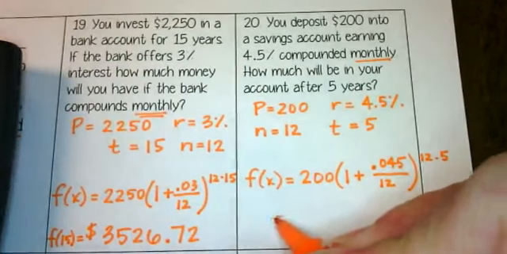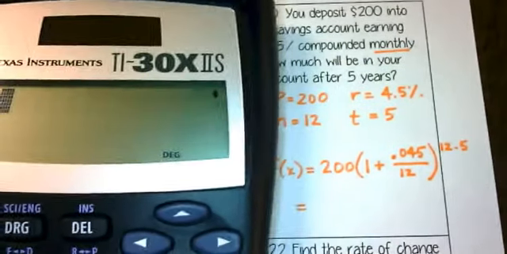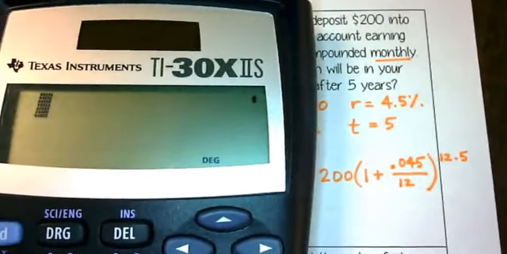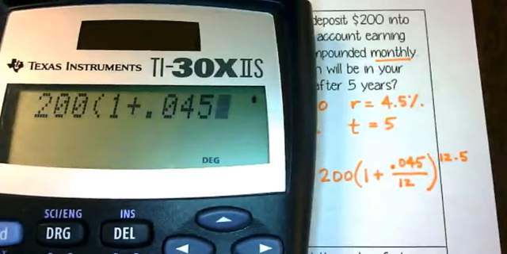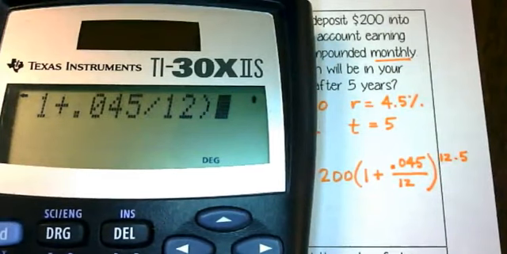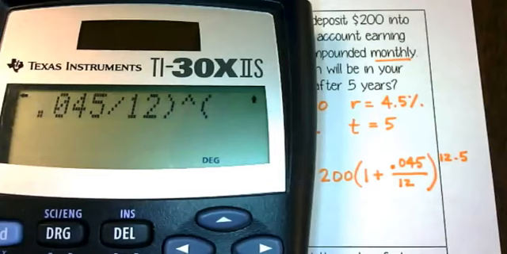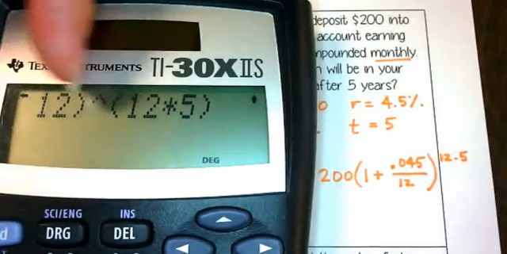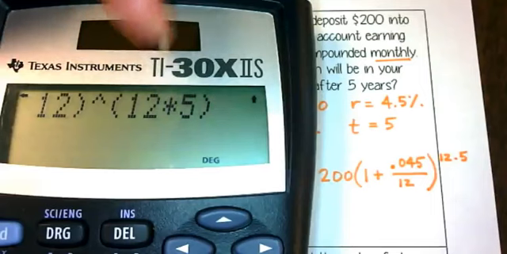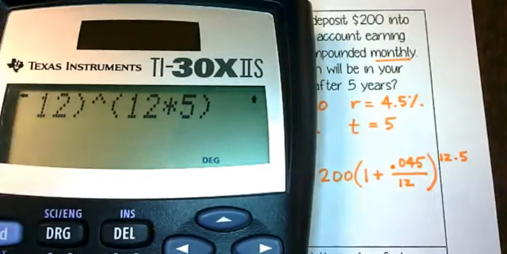All right, so after this, we're going to go over to our calculator, and I'm going to enter as much as I can. So 200, parentheses, 1 plus 0.045 divided by 12, parentheses. Now I need my exponent key, and in my exponent, I can either type in 60, but if I don't, I have to use parentheses and say 12 times 5. And the calculator will calculate that. If you forget to do parentheses, it's going to do this whole part you typed in to the 12th power, and then it's going to multiply that answer by 5, and that's going to be very different.